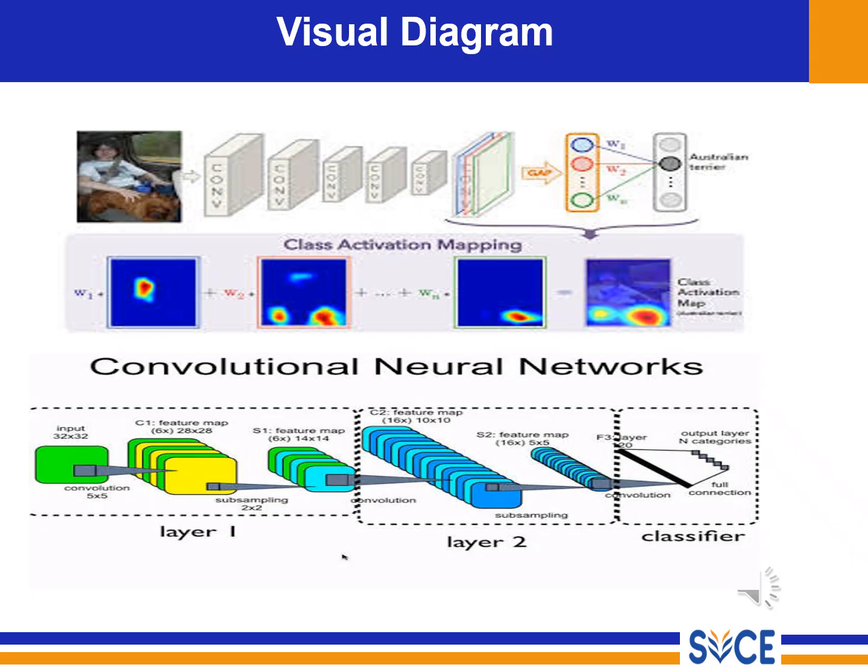So consider a face recognition system. This is a visual diagram of CNN layer 1, layer 2 and classifier. As I already told, layer 1 takes some part, layer 2 takes some part, layer 3 takes some part.